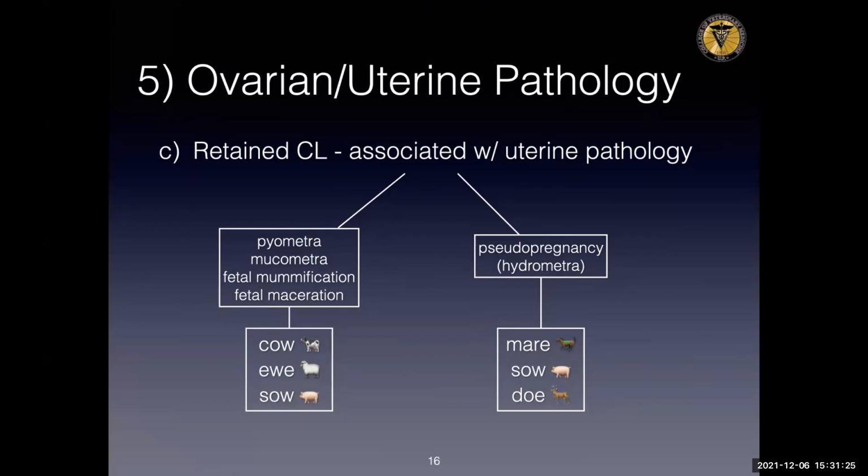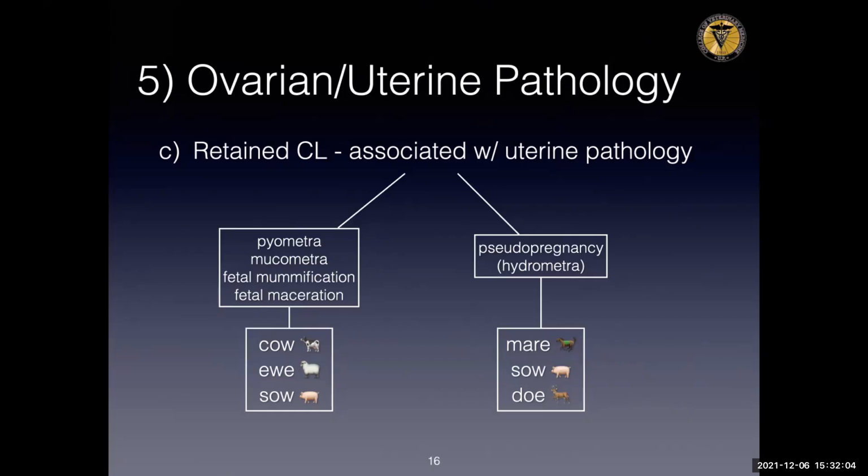So they think that they're pregnant, so pseudopregnancy also, but not necessarily that they were bred. It's because there's something in the uterus, be it pus or just water, or an already dead fetus. Okay, so it's giving incorrect signals to the brain, thinking that she is still pregnant. And so we have the sow here that can have pyometra and can also have pseudopregnancy or hydrometra.